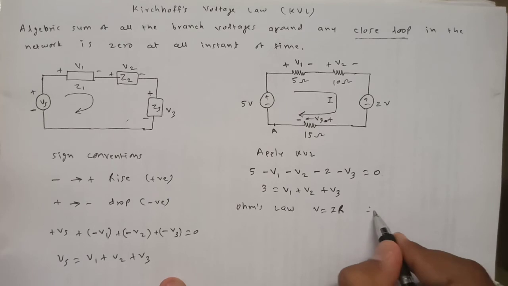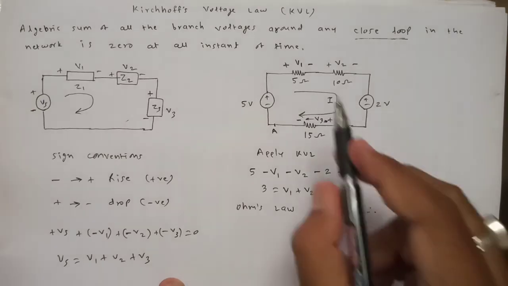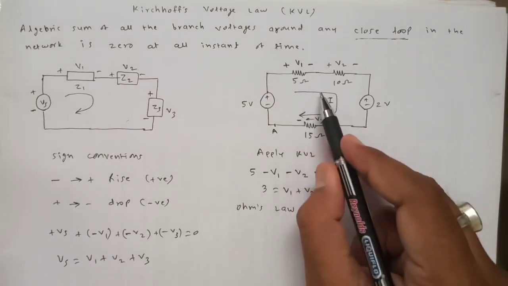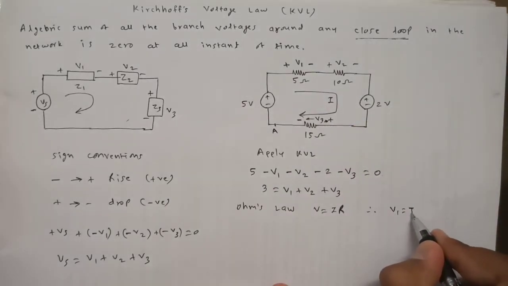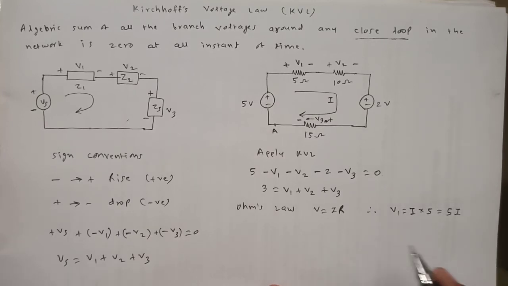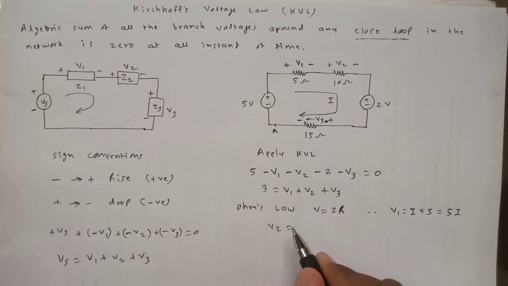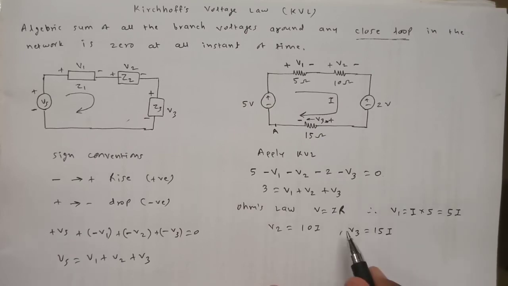So what we can write, V1 is equal to I into this. V1 is nothing but the current flowing through this multiplied by 5. So V1 is equal to I multiplied by 5, so it's 5I, right? In the same manner, V2 is equal to I into 10, so it's 10I. In the same manner, V3 will become I into 15, so it's 15I, right? So now I will put the value of V1 equal to 5I, V2 equal to 10I and V3 equal to 15I in this equation.